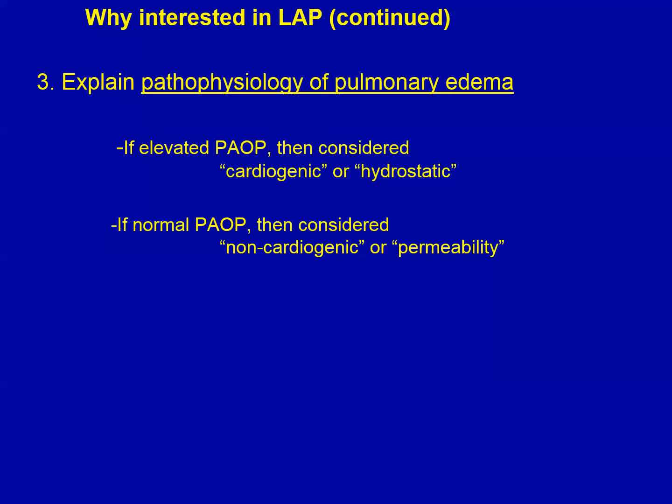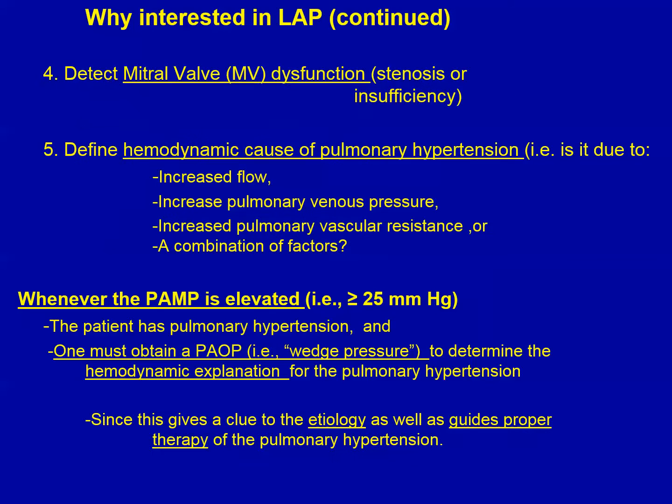It can explain the pathophysiology of pulmonary edema, distinguishing that due to elevated left atrial pressure versus that associated with normal left atrial pressure, in other words, permeability pulmonary edema. It can help detect mitral valve dysfunction. It is essential to define the hemodynamic cause of pulmonary hypertension.